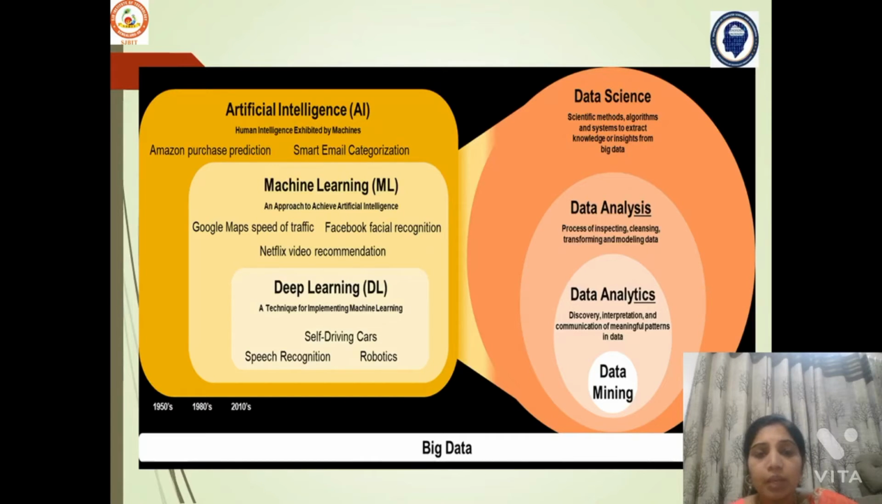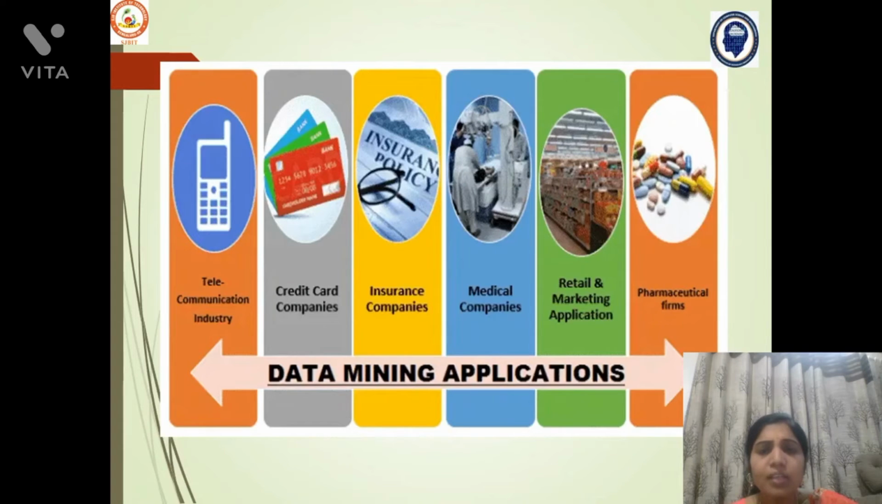And then deep learning is a technique for implementing machine learning. So you are going to implement the techniques that you learn in machine learning, like self-driving cars, speech recognition, robotics, all those things come into the picture. Fine. So this is a broad view of what data science, data analysis, and data analytics are, and then what AI, machine learning, and deep learning are. So these are the applications.